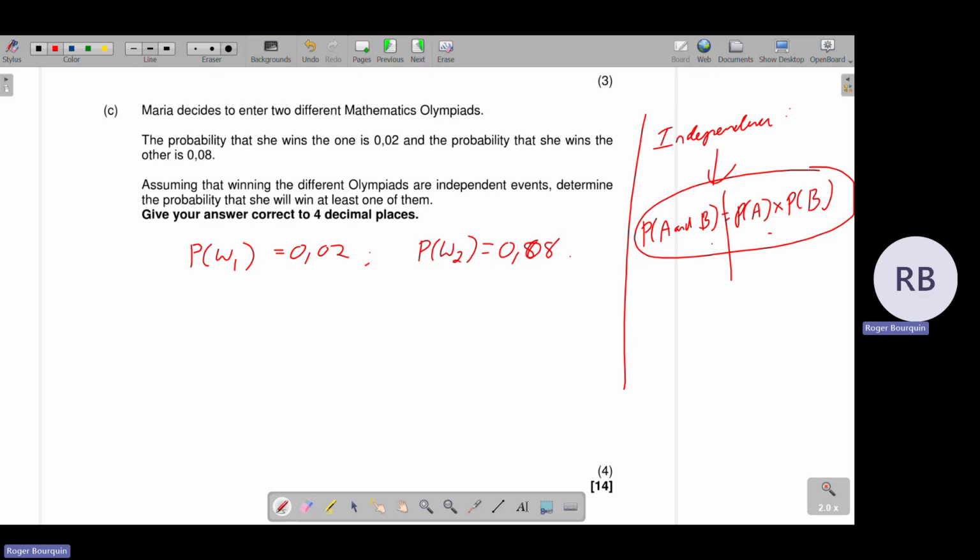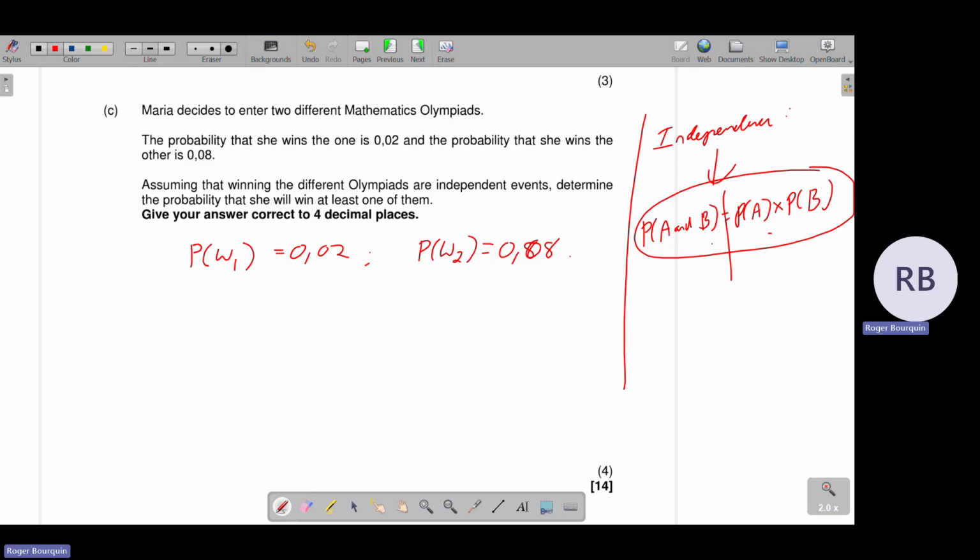Stay with me. There are two ways you could do this. Any suggestions? The question says, determine the probability that she wins at least one of them. How would you start this question? The probability of winning at least one is 1 minus the probability of winning none of them.